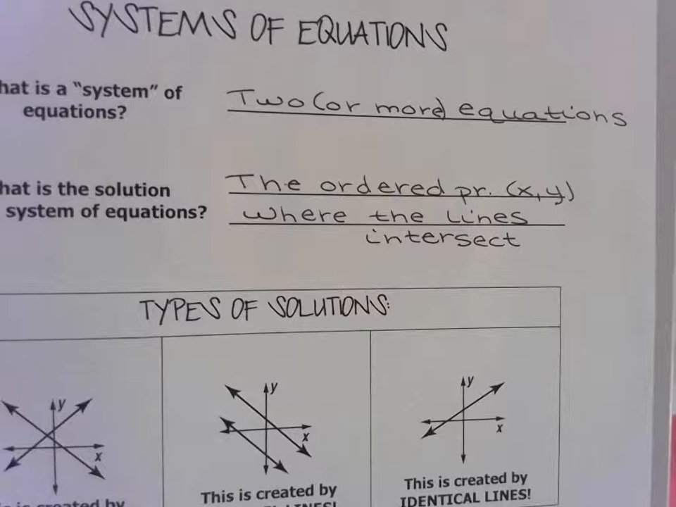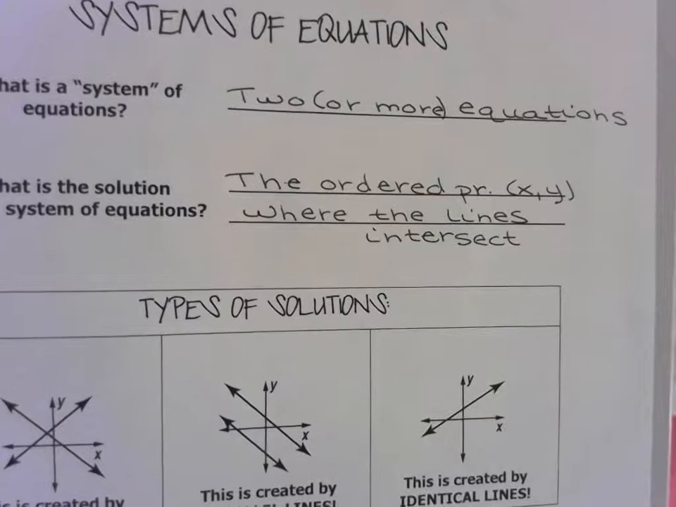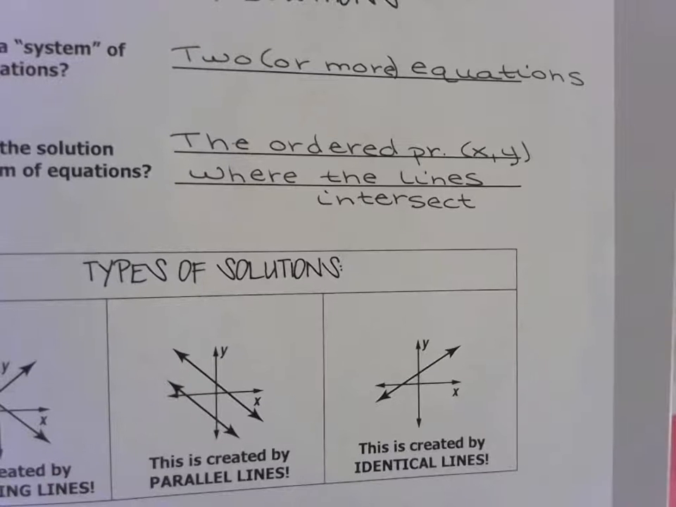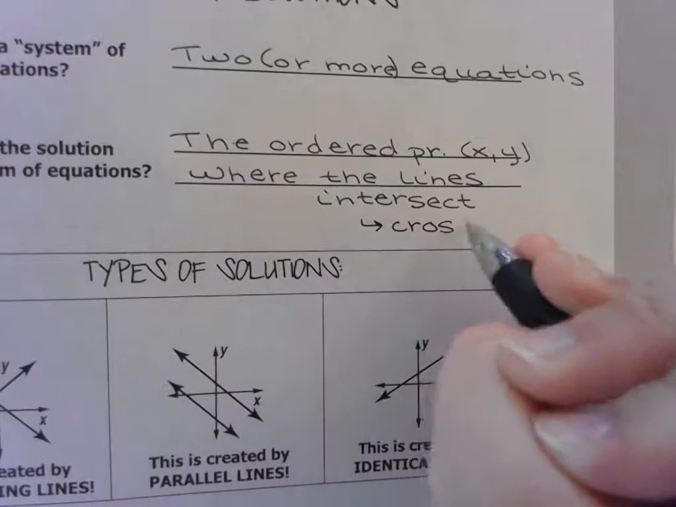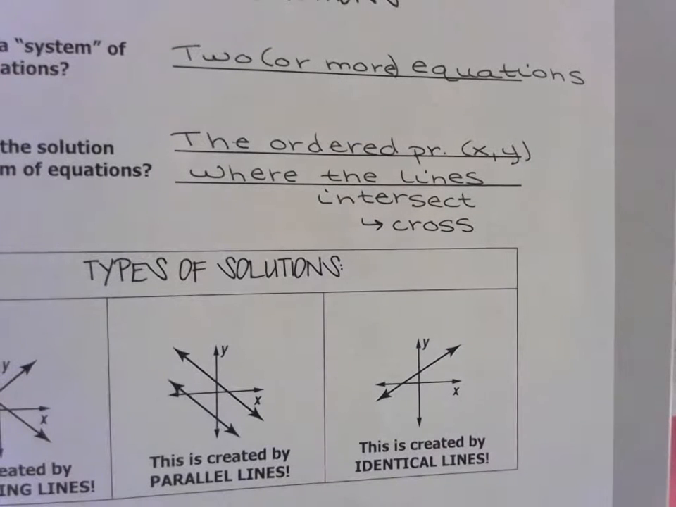So for today, we are looking at the x and the y value. You need an x and a y value when you do systems. You need both of those. So it is the x and y value, the ordered pair, where the lines intersect. Intersect is a fancy word for what? Cross. So when I say intersect, all I mean is where the lines cross.